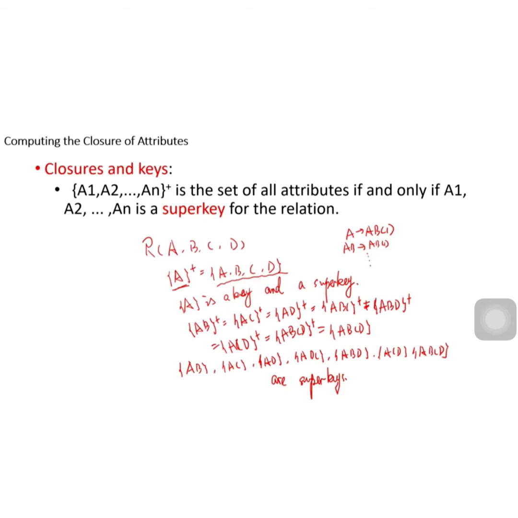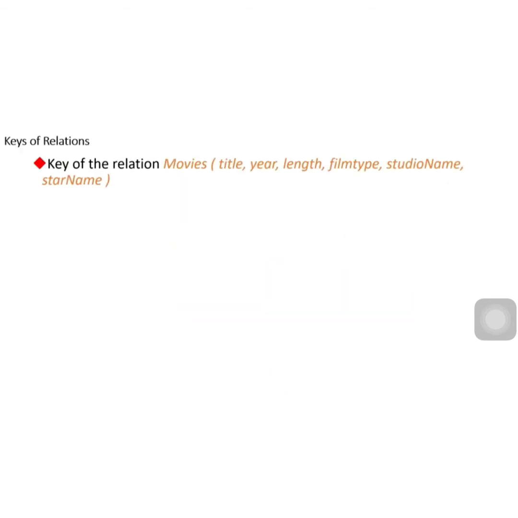Now let's look at this example. We already discussed this relation, Movies: title, year, length, genre, studio name, star name.